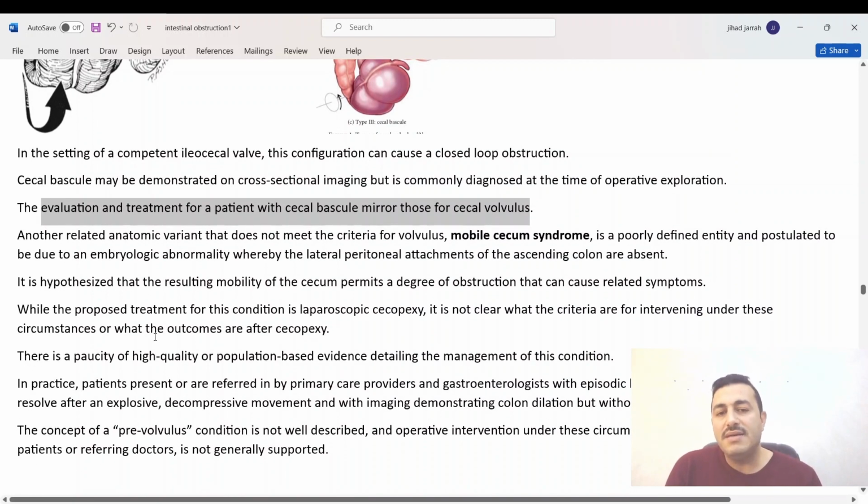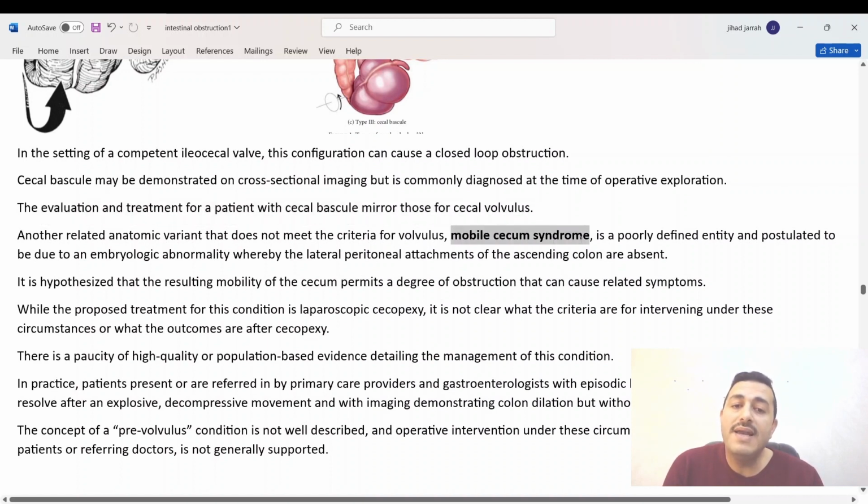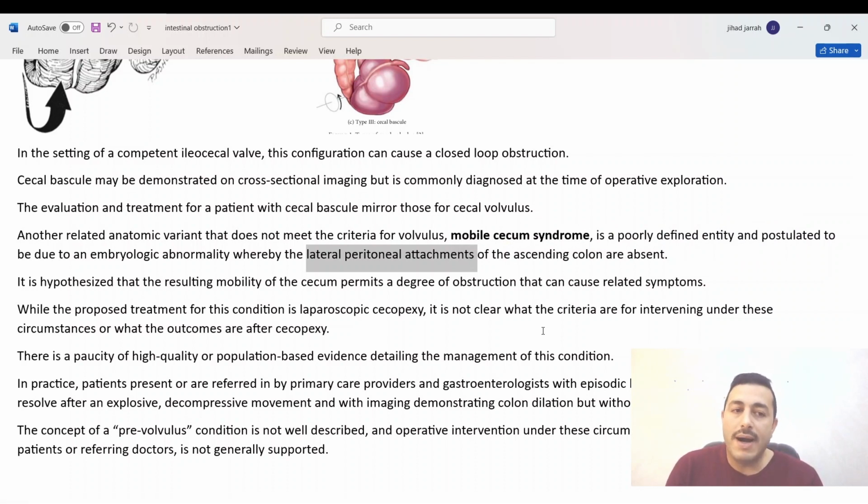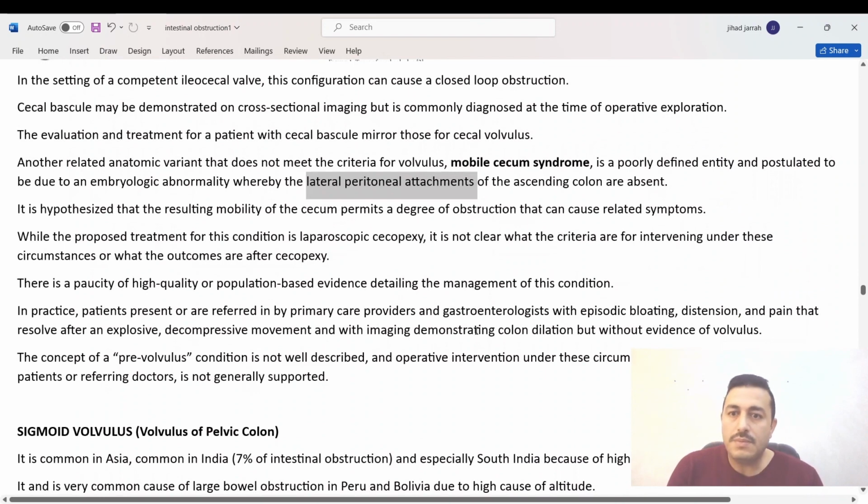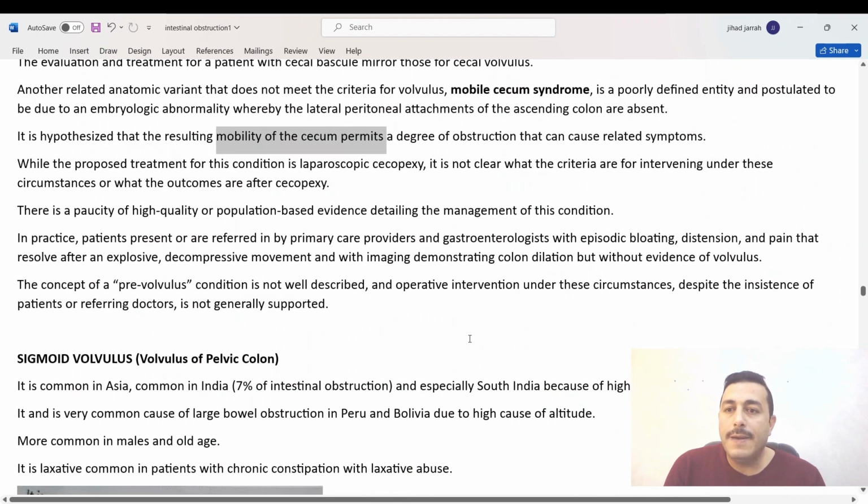Another entity mentioned here is mobile cecal syndrome. Mobile cecal syndrome is when there is an absence of the lateral peritoneal attachment, so the ascending colon and cecum are mobile. This will result in mobility of the cecum. What to do in such cases? We can proceed with laparoscopic cecopexy.